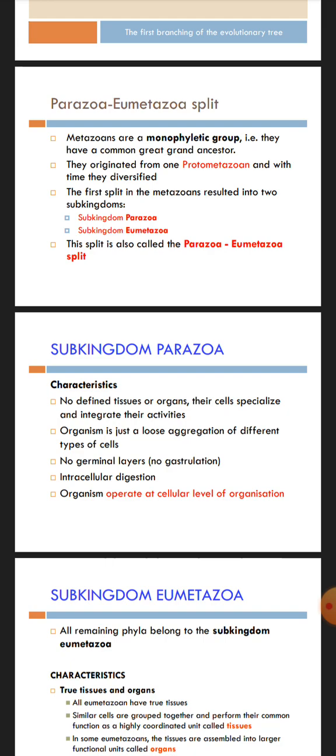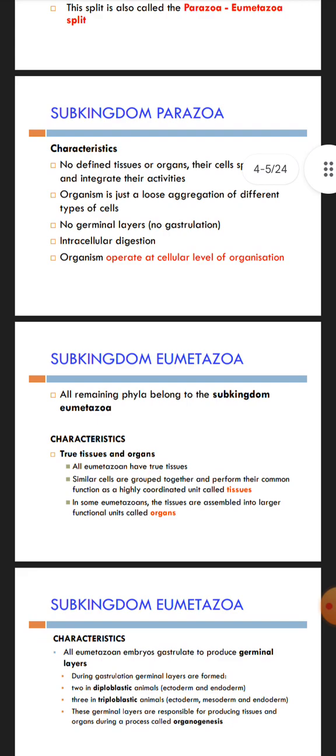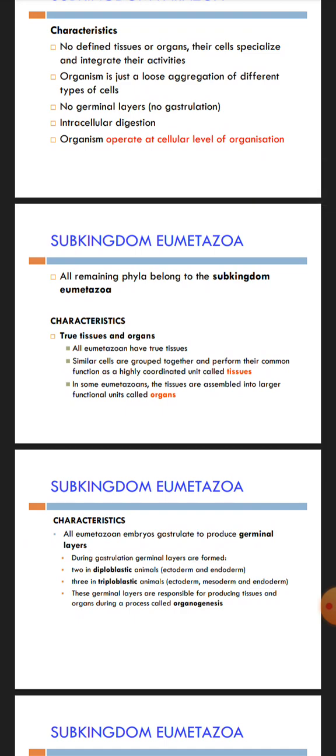So intracellular digestion of that. So the most important key point under this subkingdom Parazoa is that the organism operates at a cellular level of organization. The organism operates at a cellular level of what? Of organization. So we have the other subkingdom, what we call subkingdom Metazoa. So this subkingdom Metazoa, we can say Eumetazoa. Whenever you see Eu in biology, that means true. So Eumetazoa means true animals.